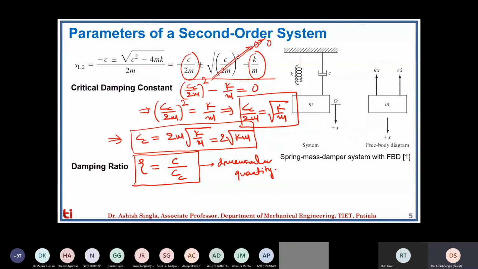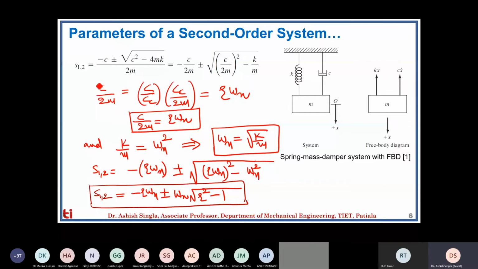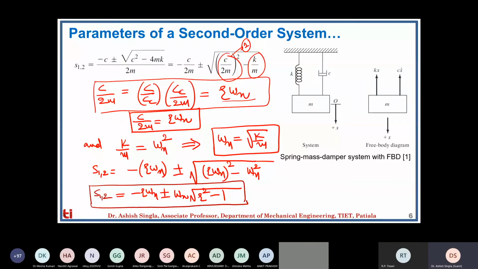So after defining this critical damping coefficient and damping ratio, we should be able to find the first term, C by 2m. As I mentioned, this is the first term we need to calculate, which is equal to zeta omega n. And the second term is K by m, which is pretty simple because we know that K by m, or omega n, should be equal to root K by m, which is the natural frequency of the system. So after finding these two terms, we are now in a position to write both the roots in terms of these two parameters, zeta and omega n.